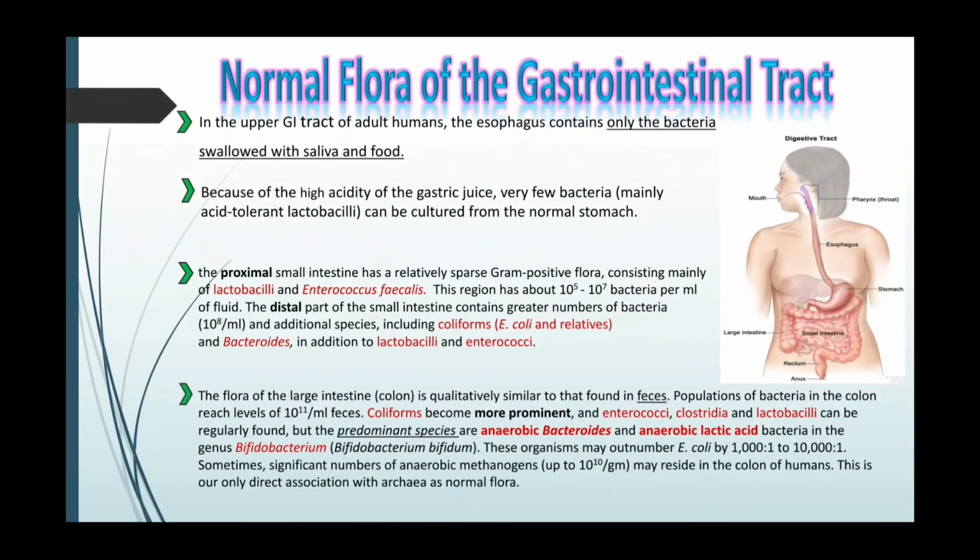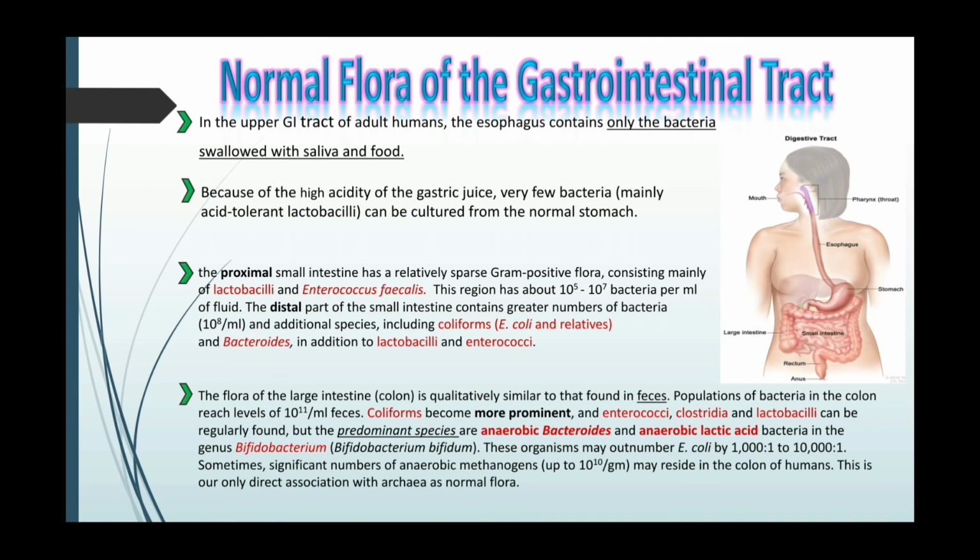Normal flora of the gastrointestinal tract. In the upper GI tract of adult humans, the esophagus contains only the bacteria swallowed with saliva and food. Because of the high acidity of the gastric juice, very few bacteria, mainly acid-tolerant lactobacilli, can be cultured from the normal stomach. In the proximal small intestine, there are lactobacilli and Enterococcus faecalis, while in the distal part of the small intestine, there are coliforms such as E. coli and relatives, and bacteroides in addition to the lactobacilli and enterococci.